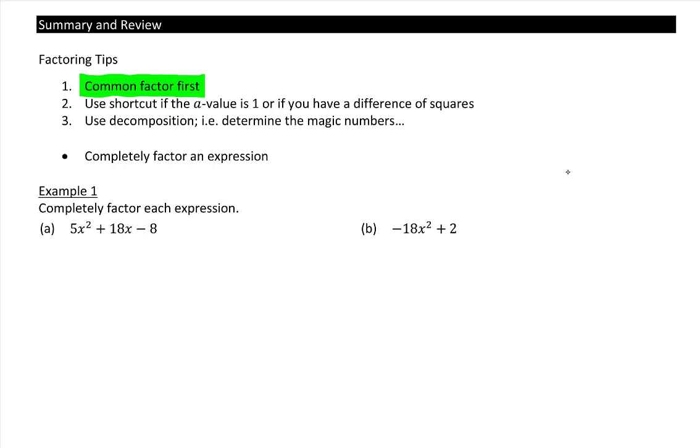Then, if you see that the a value is 1, or you see a difference of squares, we can then use a shortcut. You don't need to use the shortcut, and if you don't have a difference of squares or an a value of 1, we can use decomposition, and that's the method that we use where we find the magic numbers and break up the middle term into two other terms. So first we're going to look at, can you completely factor an expression?